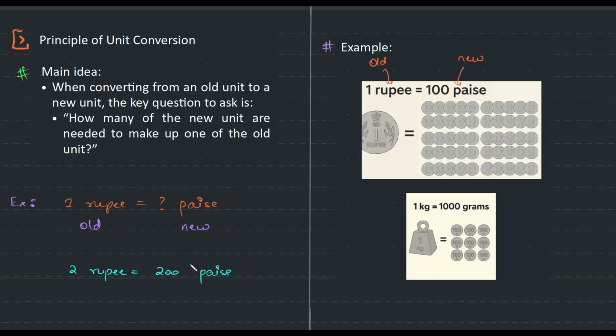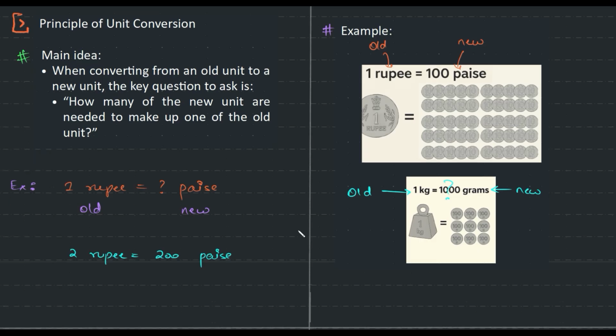As simple as that. Similarly, say we have kg as the old and grams as the new. 1 kg is equal to how many grams? If that is the question, it's 1000 grams. So you need to write the number 1000.